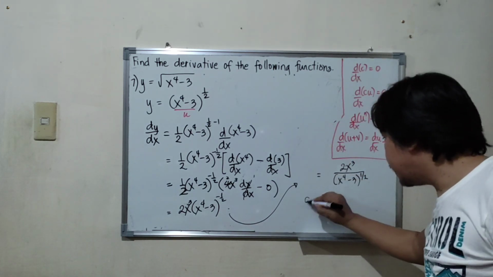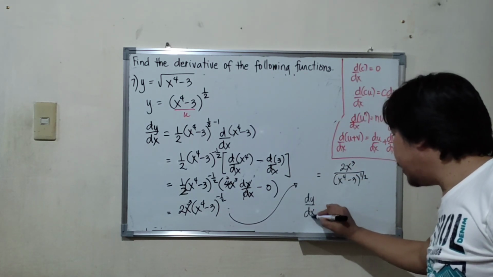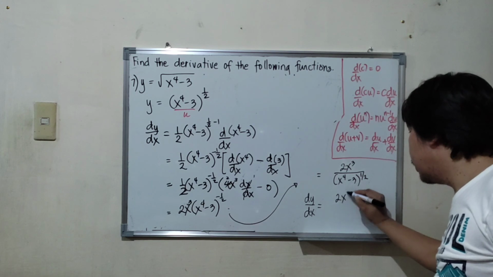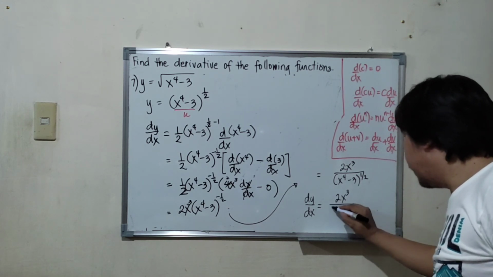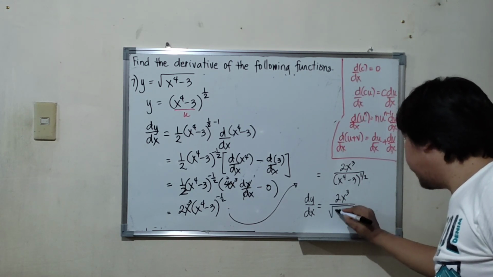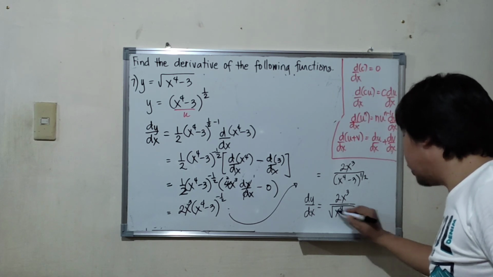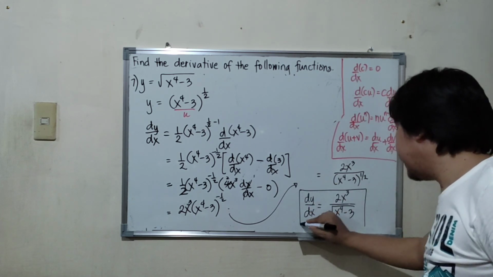So final answer, derivative of y with respect to x is equal to 2x cubed over square root of x to the 4th minus 3. This is the final answer.